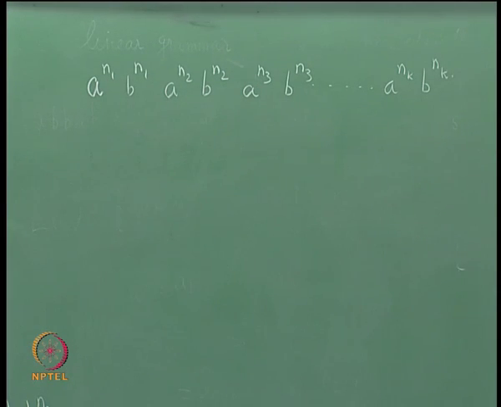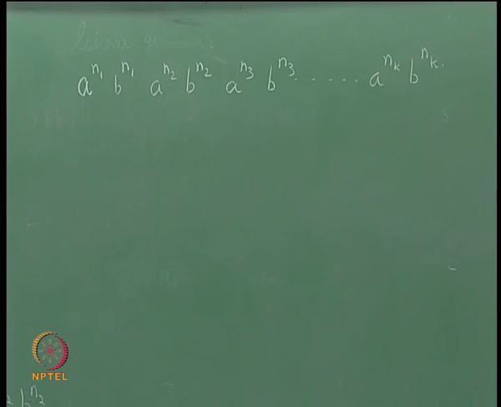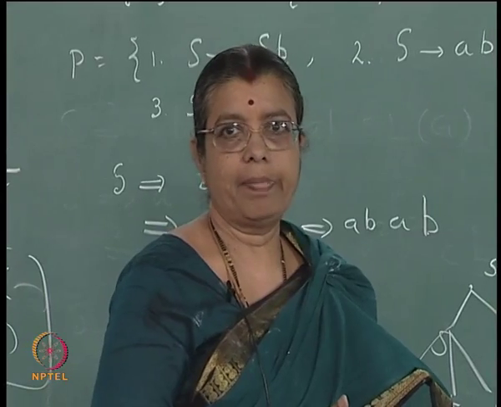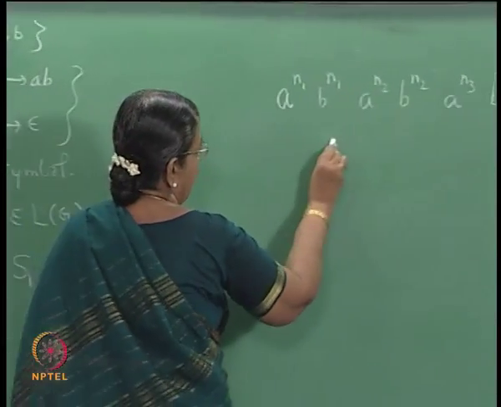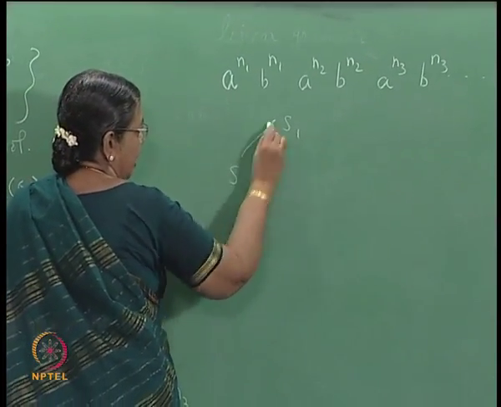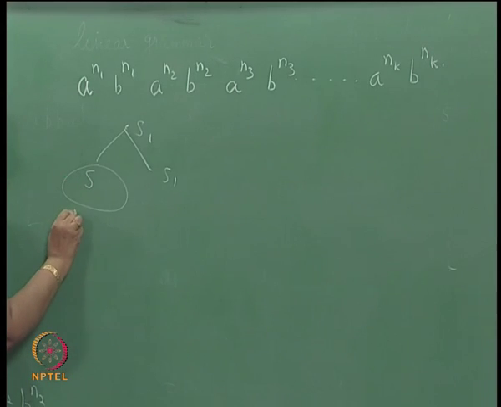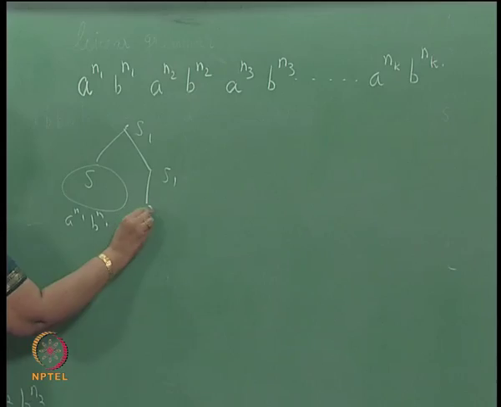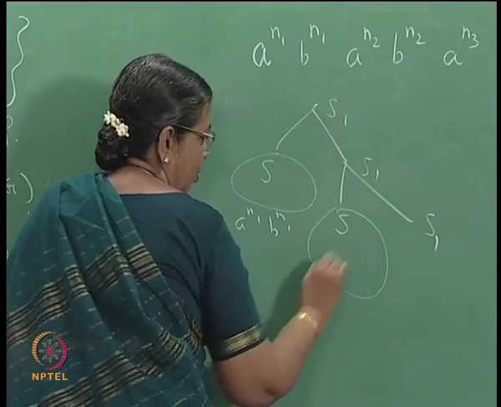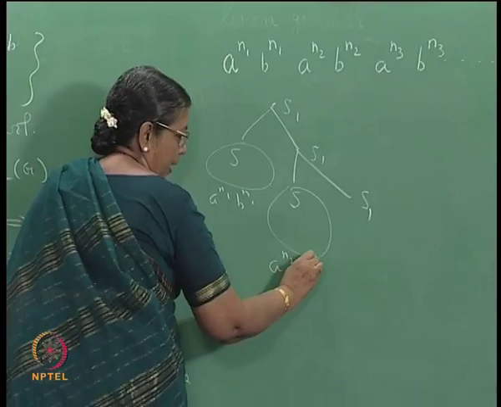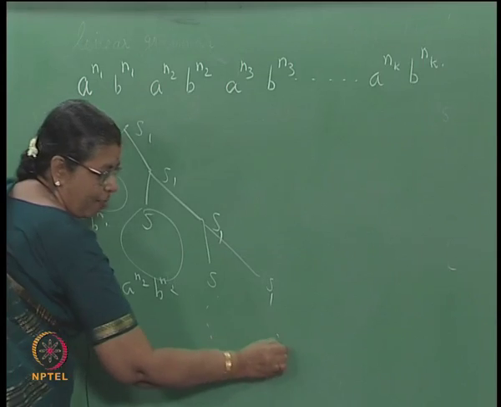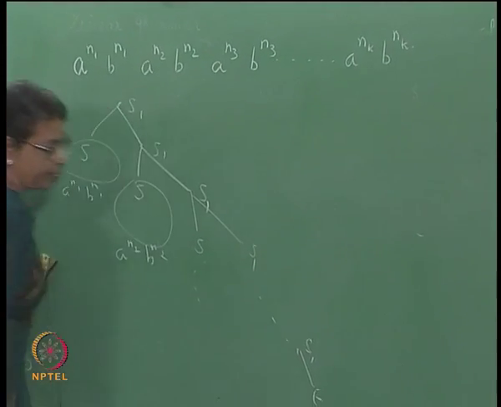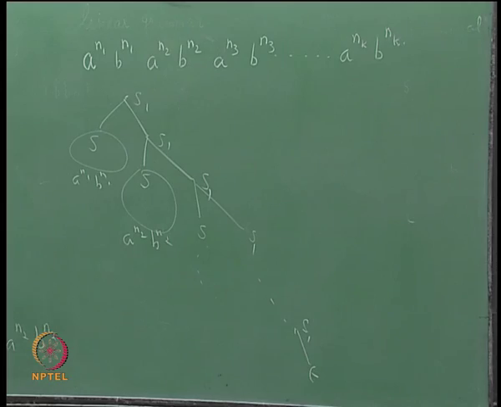Strings of the form A power n1, B power n1, A power n2, B power n2, like that can be generated by this grammar. Okay. The derivation tree will be like this. From S1 you generate S1 S. From this S you can generate A power n1, B power n1. From this S1 again another S1 S. From this S you can generate A power n2, B power n2. Then from this S1 again another S1 S, like that. Finally, the S1 goes to epsilon. The derivation tree will be of this form.